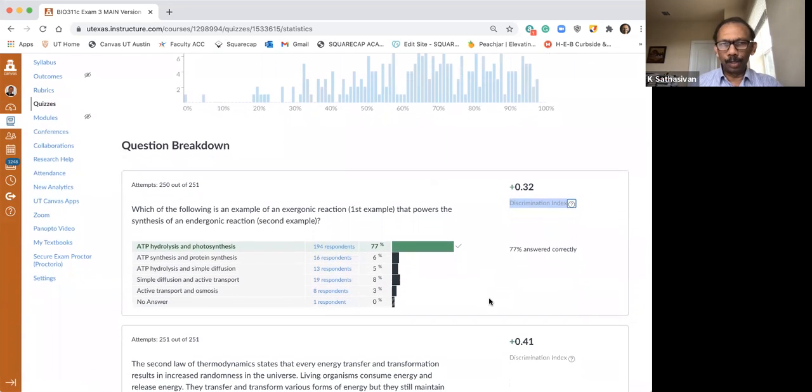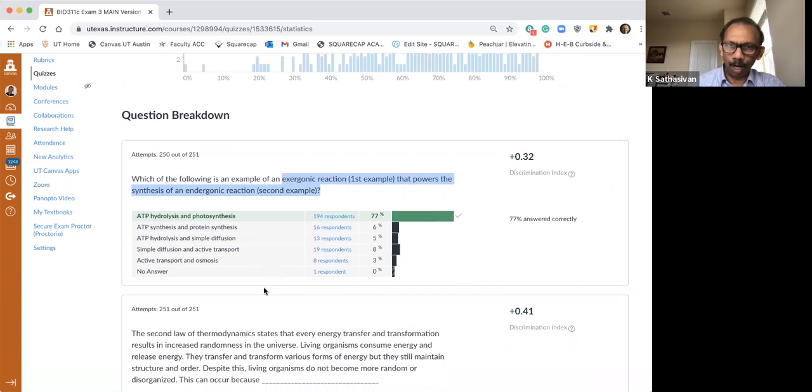So this is a very simple concept understanding question. Energy coupling is the main topic of this question. How can this exergonic reaction power the endergonic reaction? They are coupled. So the use of ATP in the Calvin cycle, I didn't want to be very specific, I just said photosynthesis. And that is the best answer. 77% of the students answered it correctly.